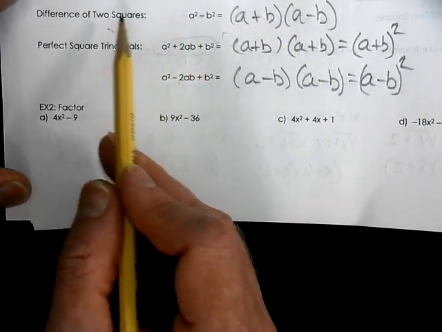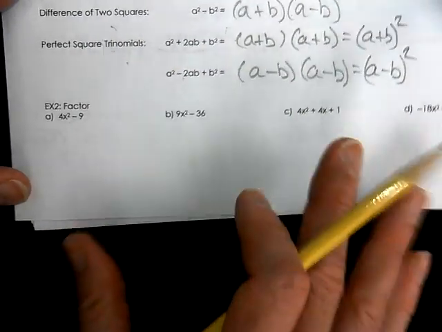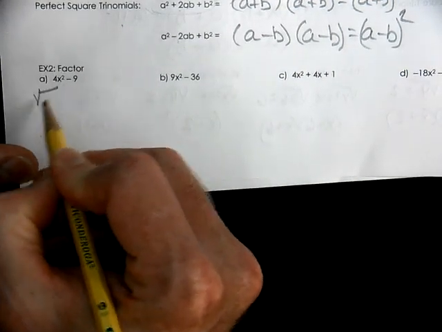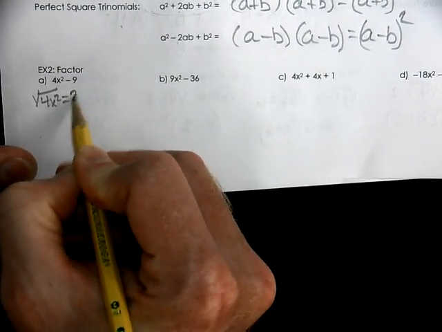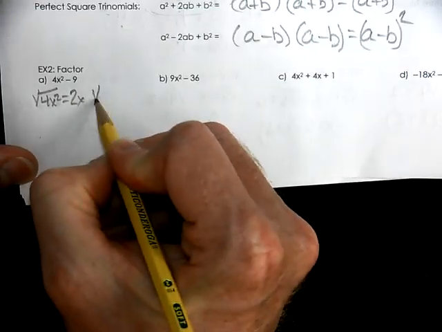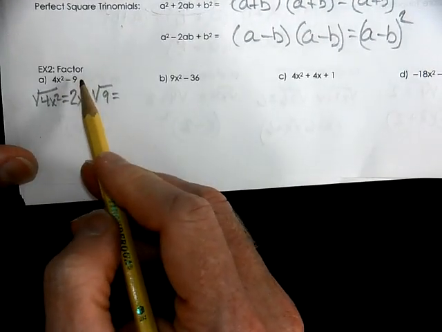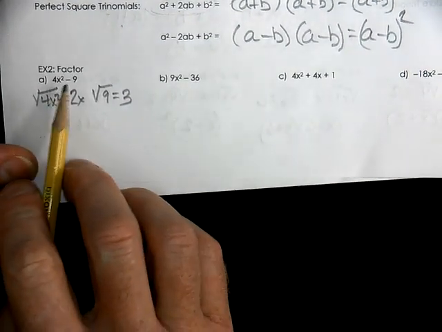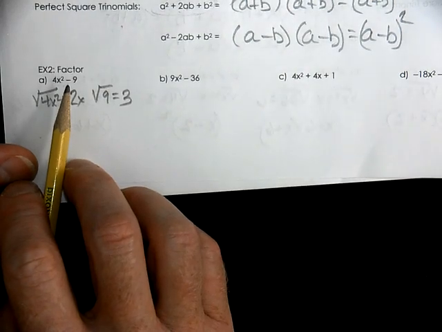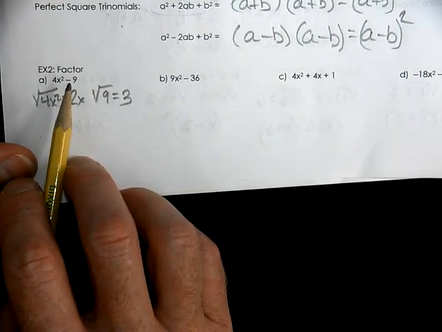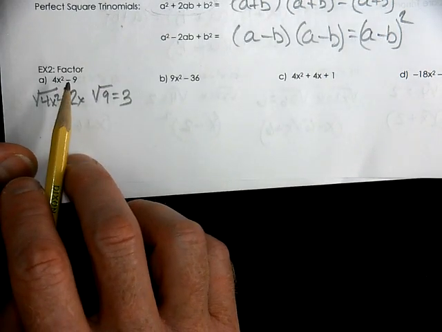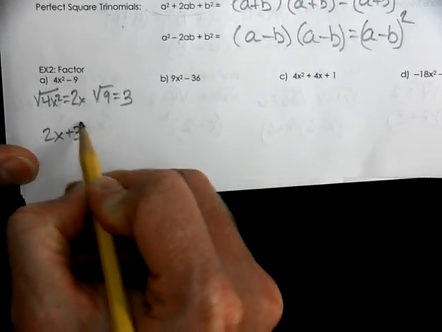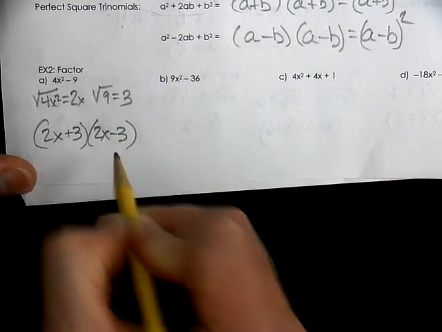So this is the only option that we have, the difference of two squares. Is this the difference of two squares is the question. Can you take the square root of 4x squared? And that's 2x. Can you take the square root of 9? Don't worry about the negative. Can you take the square root of 9? And that's 3. Is the middle term negative? Is that sign negative? It has to be negative. If it's positive, then it's going to be prime. If it's negative, and we have this pattern, then our answer is 2x plus 3, 2x minus 3.